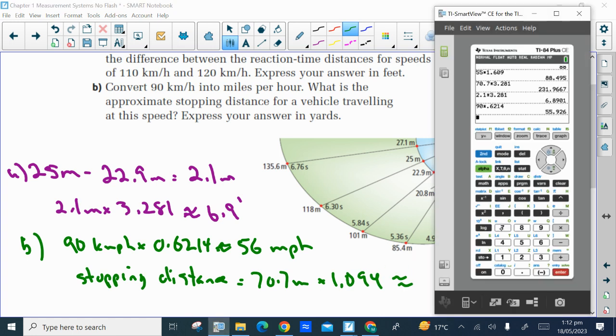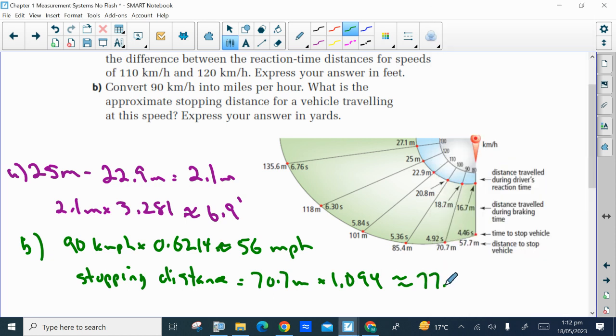So we'll take the 70.7 and we'll multiply by 1.094. So approximately 77 yards if I round to the nearest yard. And I could use the entire decimal, 77.3458. So then I guess we don't have to use approximate there because we didn't round anything off. Okay?